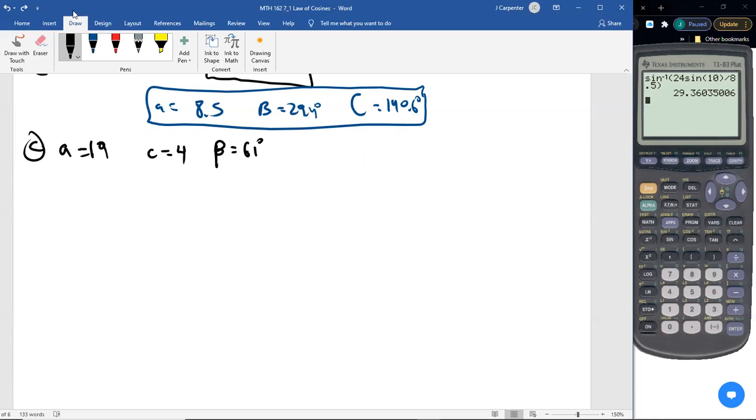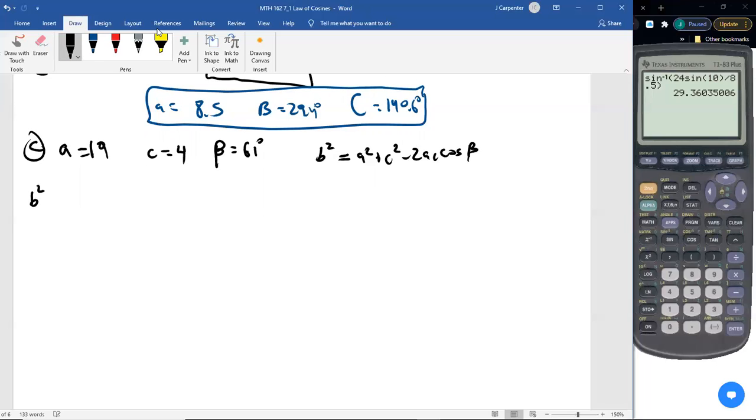Now, I've labeled these as A, C, and B, which means the formula we're going to need to use is going to have side B by itself. Sorry, I was looking at something else. But we'd use the one with B by itself, the little b. So a squared plus c squared minus 2ac cosine of angle beta.